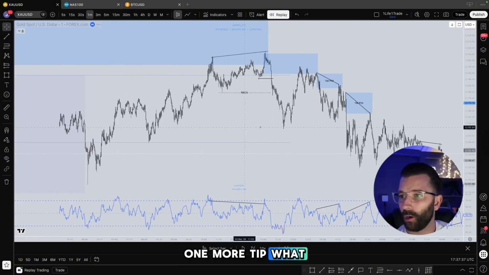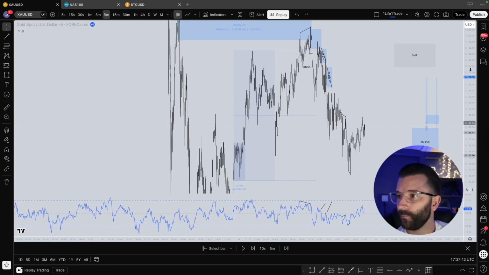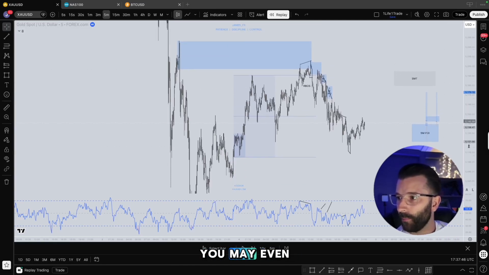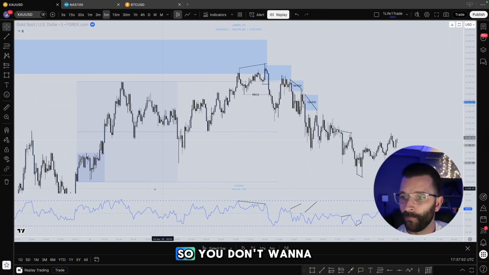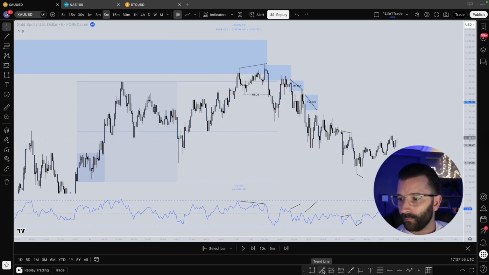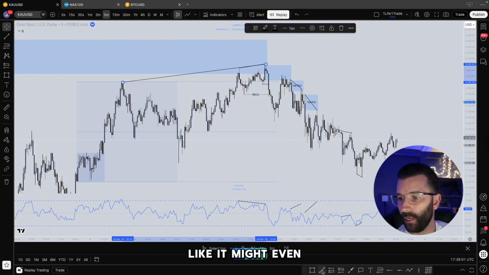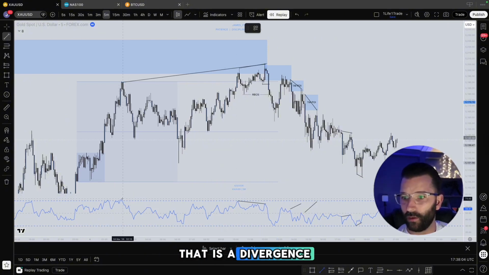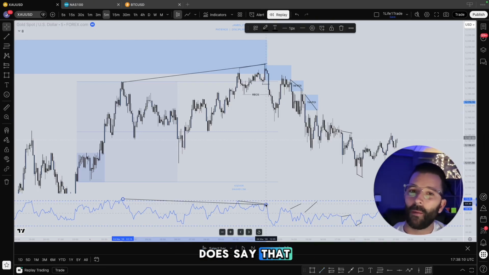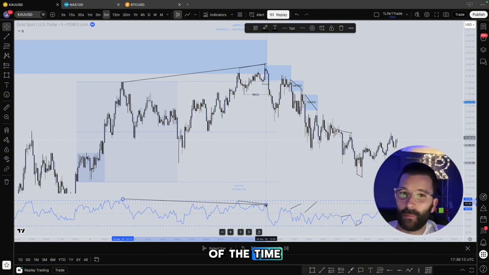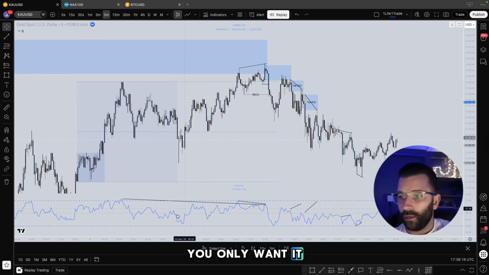Now, one more tip. If you're on the 5 minute, a lot of people will say, hey, you can do this, you can do that. You don't want to be going from there to there. That's a big no-no. It might even have it on here. It does, to be fair. Look, that is a divergence there. So you could say the volume was going down there. Granted, it does say that, but it doesn't work nowhere near as much of the time, and a lot of people get that wrong. They do it across the whole leg. It doesn't work like that. You only want it on that leg.